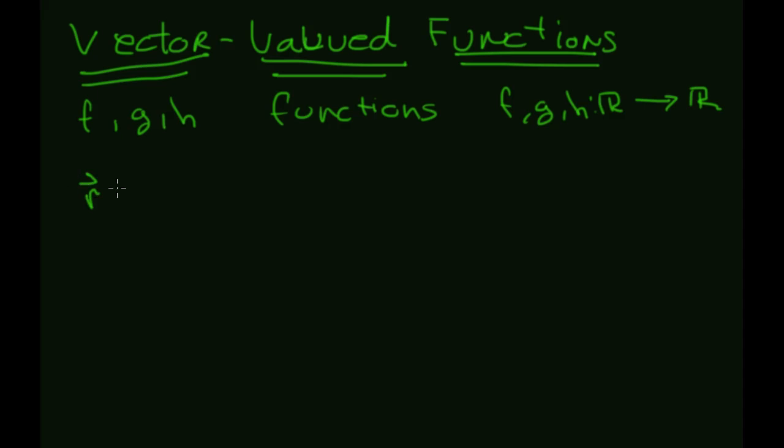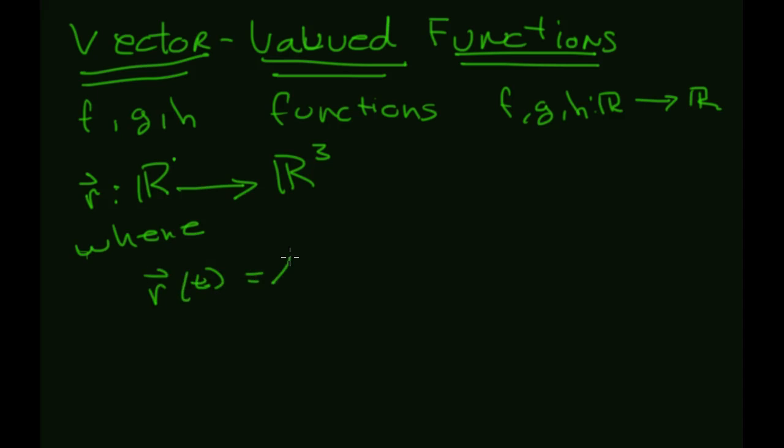So now we're going to create a vector valued function. We're going to call it r. And it's going to map from the real numbers to the three-dimensional vector. So we're going to say that r has a parameter t, and that it is comprised of f of t, so that's the first coordinate, g of t, which is the second coordinate, and h of t, which is the third coordinate.